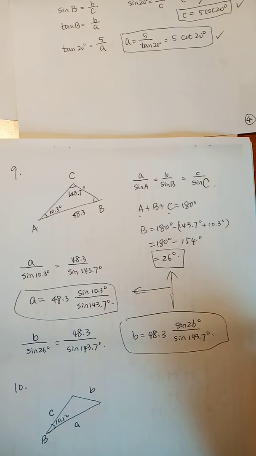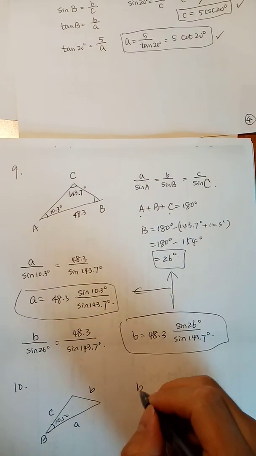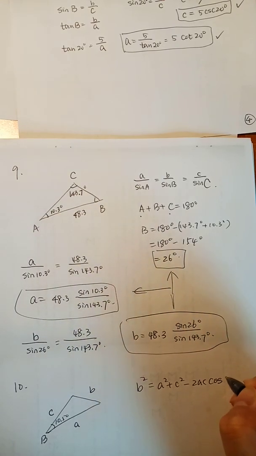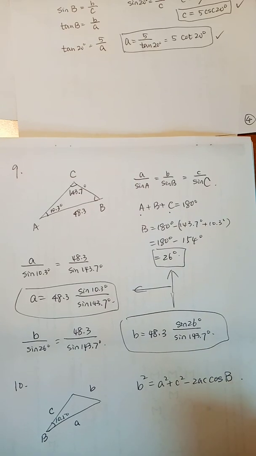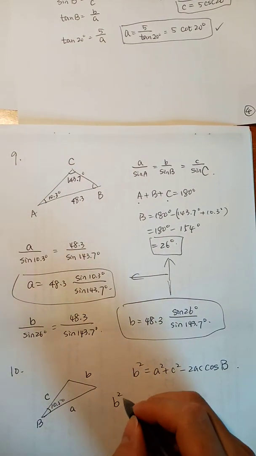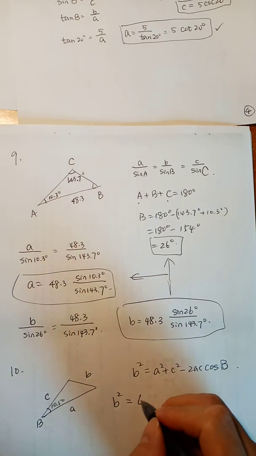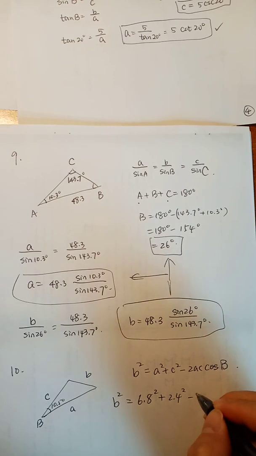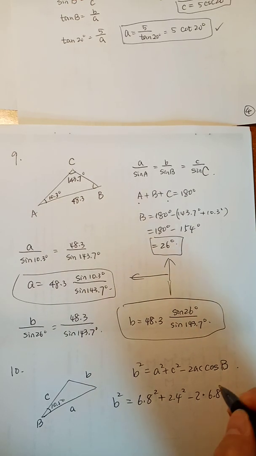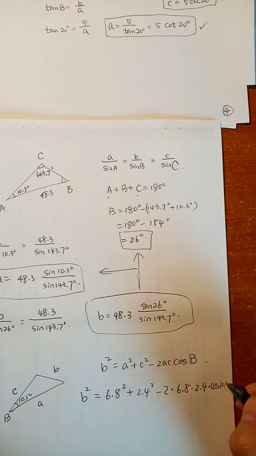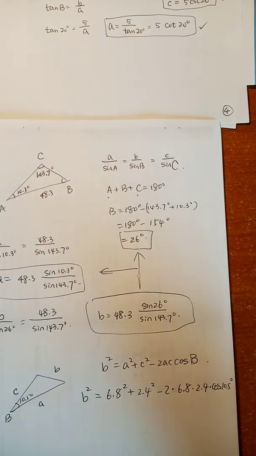Okay, problem 10 is about the cosine rule. The cosine law: b squared is a squared plus c squared minus 2ac times the cosine of B. Okay, so all the formulas are known, all the quantities are known. a is 6.8 squared, c is 2.4 squared, minus 2 times 6.8 times 2.4 times cosine what? Cosine 10.5 degrees.